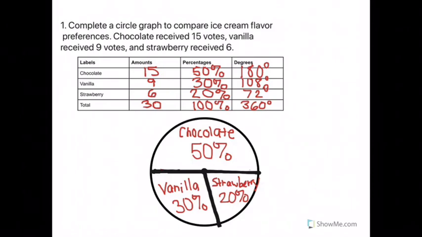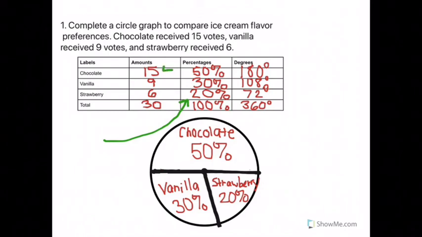Okay, so just to recap how we got these amounts here in our chart. These amounts are just taken from our story problem: 15 votes to chocolate, 9 votes to vanilla, 6 votes to strawberry. Add them all together to find the total of 30. Next, we got the percentages, 50%, 30%, and 20%.